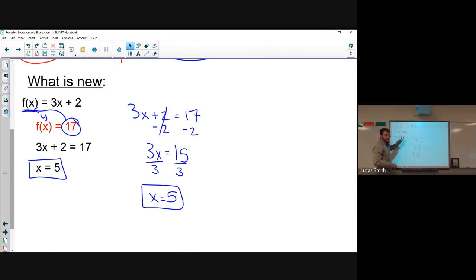Option number 1, the same way of saying the equation. You're given a function f of x, and you are told f of x equals 17. What that basically said was that the output equals 17.